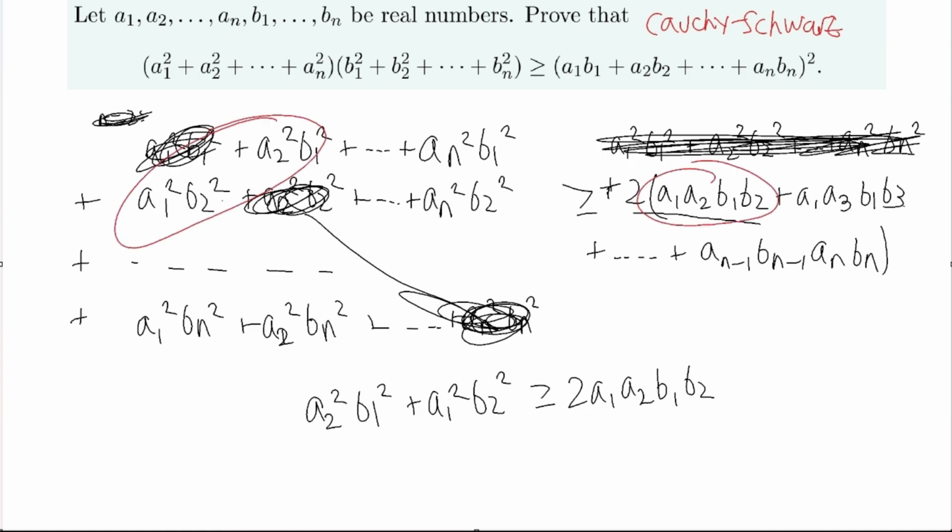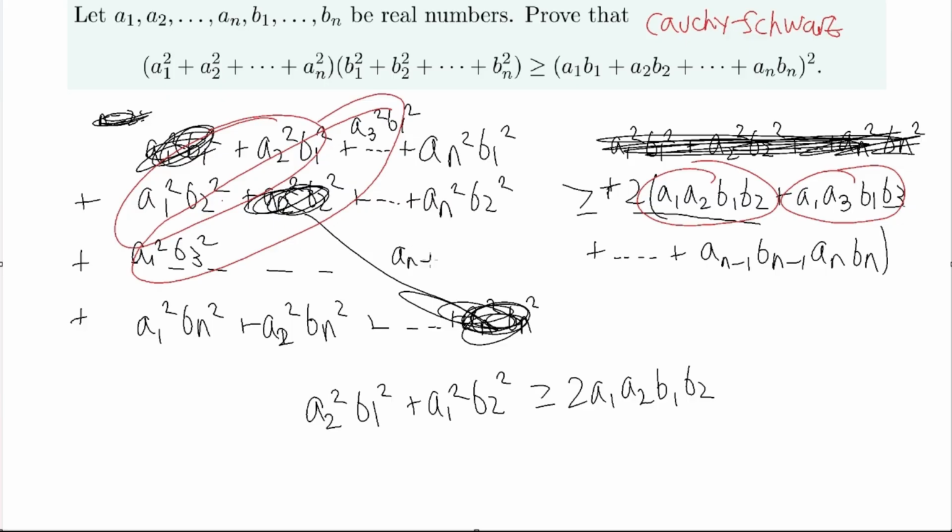Gives this one here. Then you have a1 squared b3 squared, and then a3 squared b1 squared. Those get circled together to get this one out of the way. And then we have an minus 1 squared bn squared, and then an squared bn minus 1 squared. And those get circled together with that. And when we keep circling everything together, we end up getting that the left-hand side is greater than or equal to the right-hand side, and this finishes the proof, because the sum of many, many squares is non-negative.